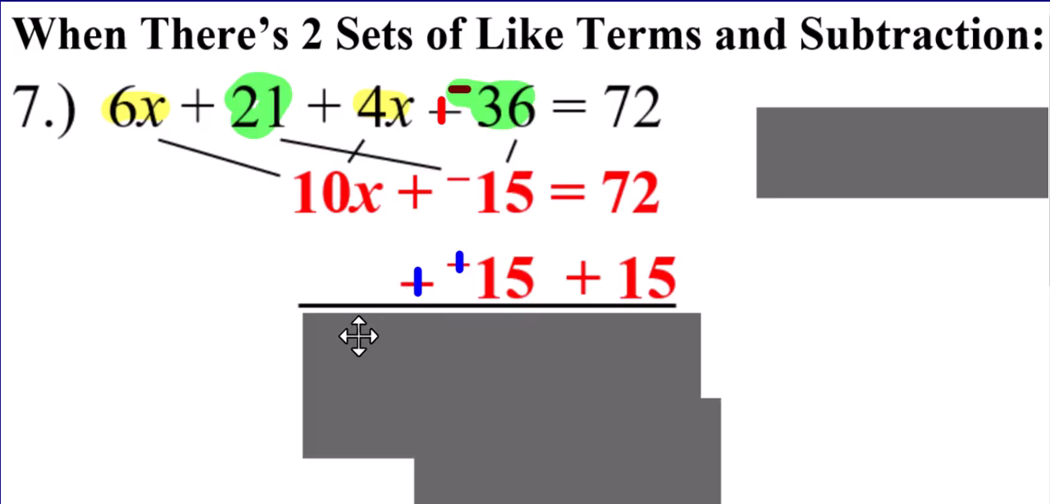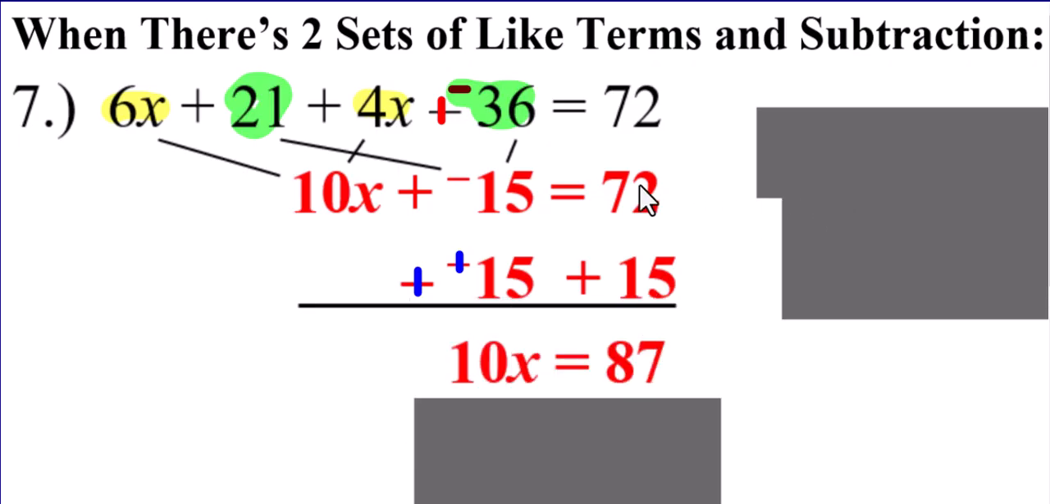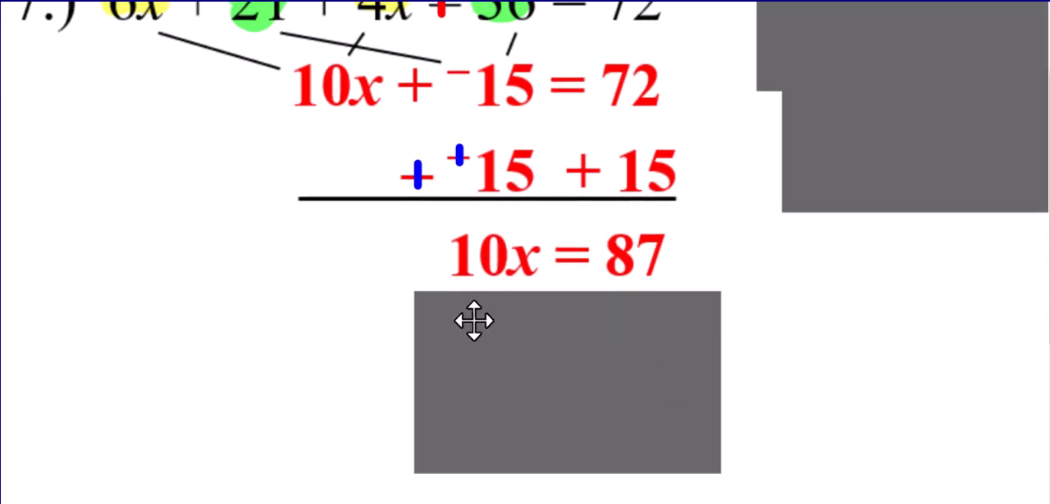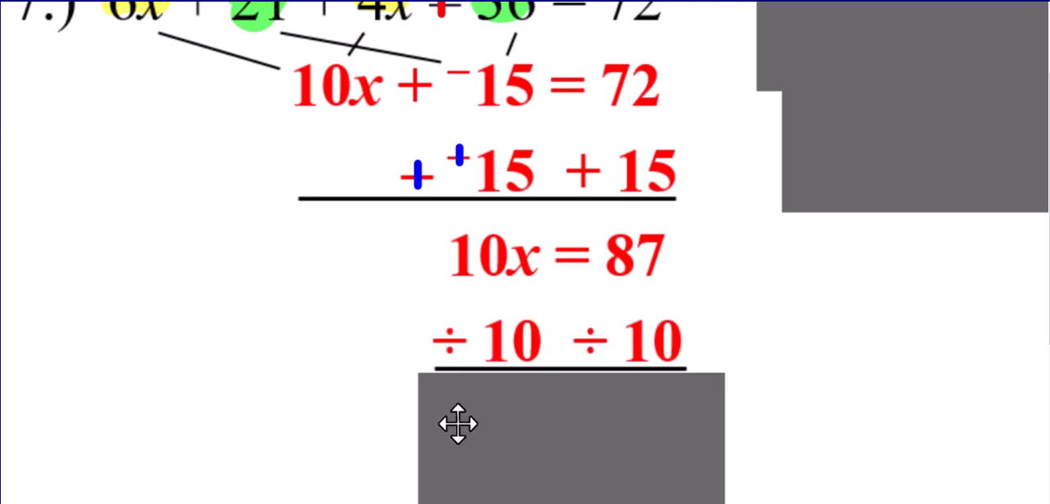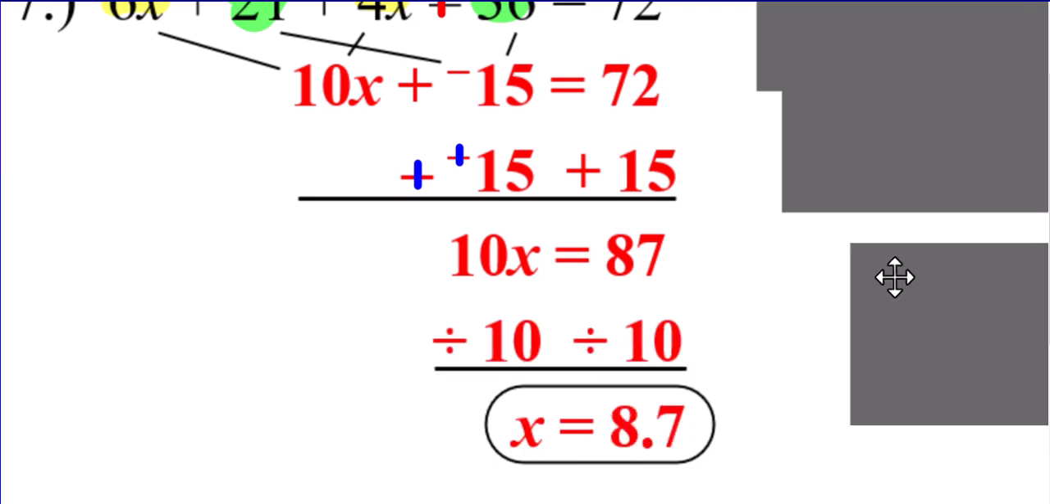Okay, now that I've said all that, what do we get? Well, 72 plus 15 is 87. Negative 15 and positive 15 gives you 0, so that's gone. We now have 10x. Inverse of multiplying by 10 is dividing by 10. I hope you're writing this down. And that's going to give you 8.7.